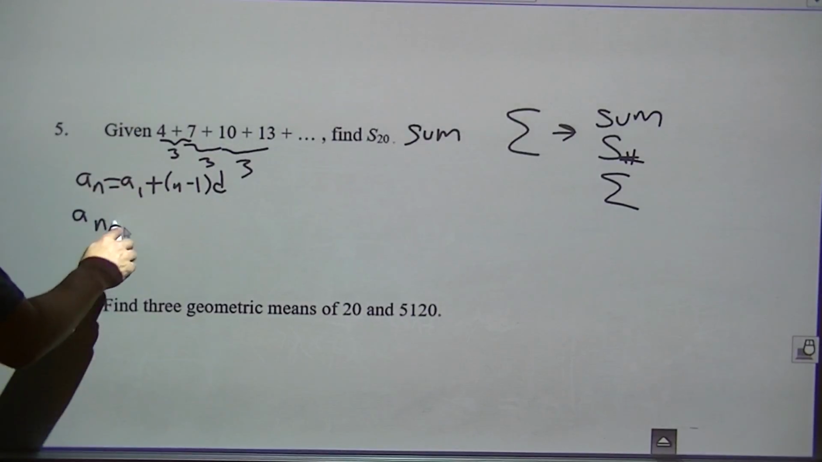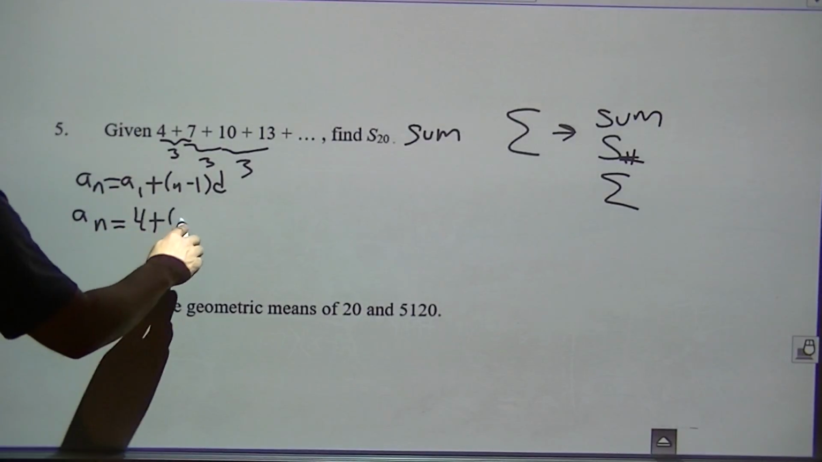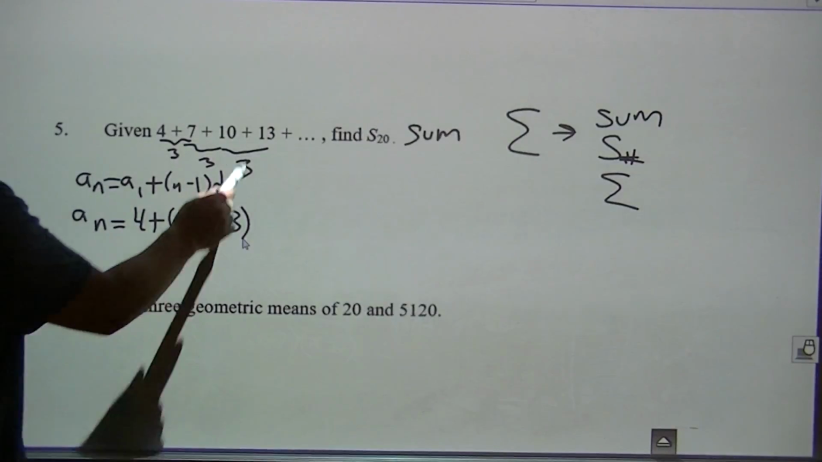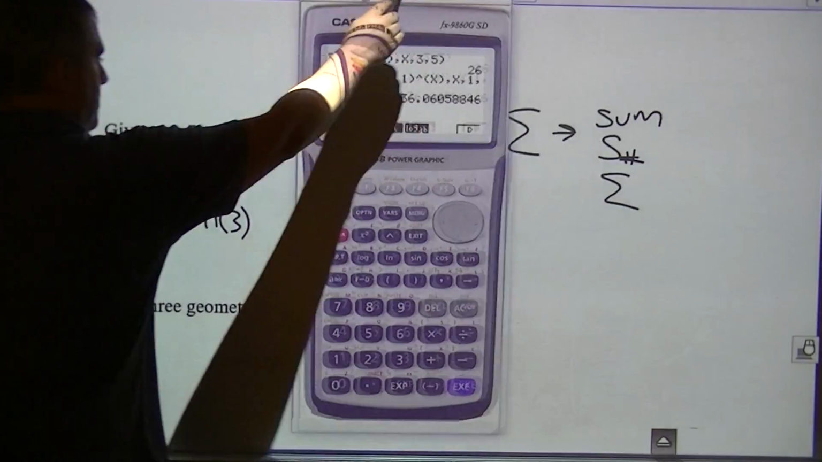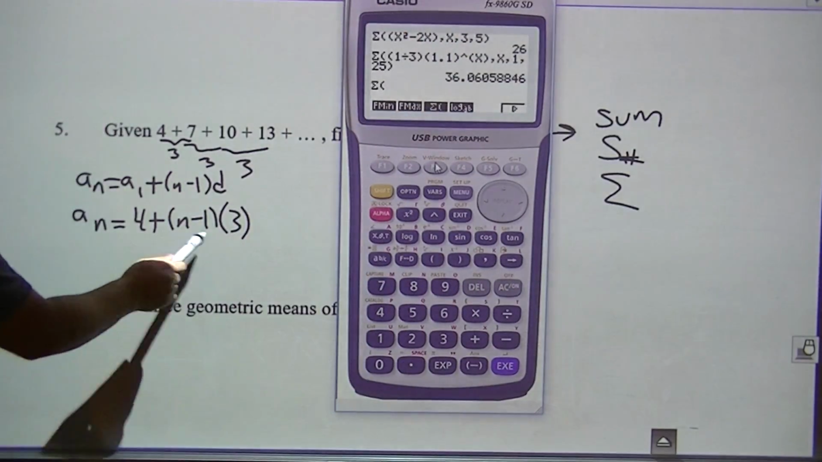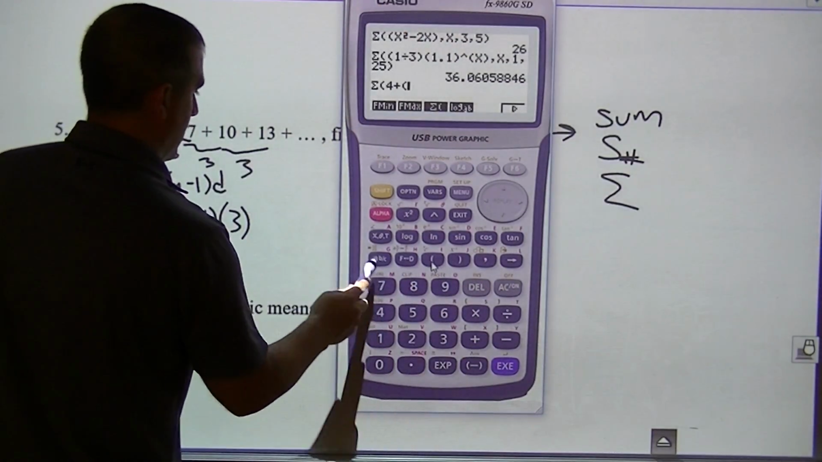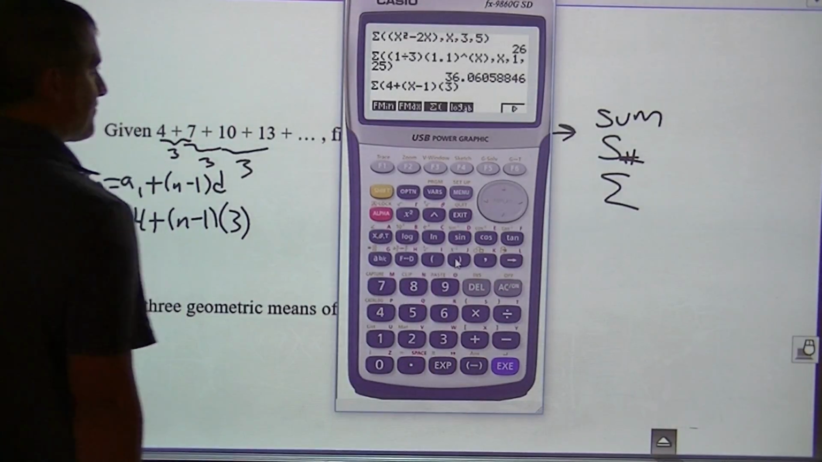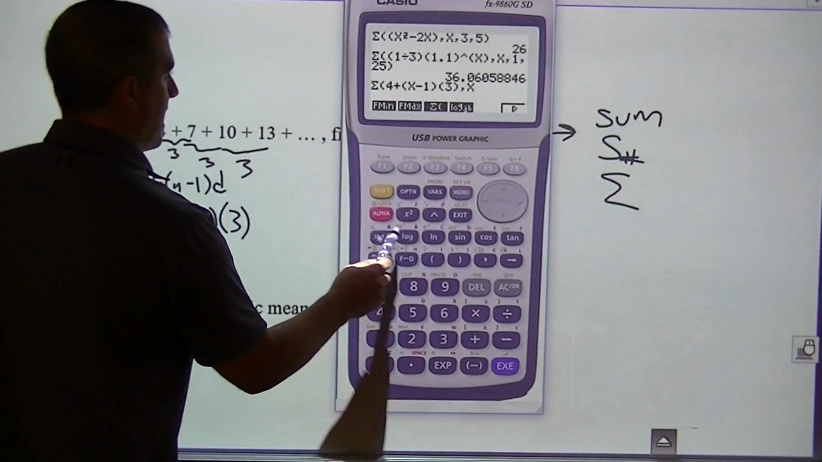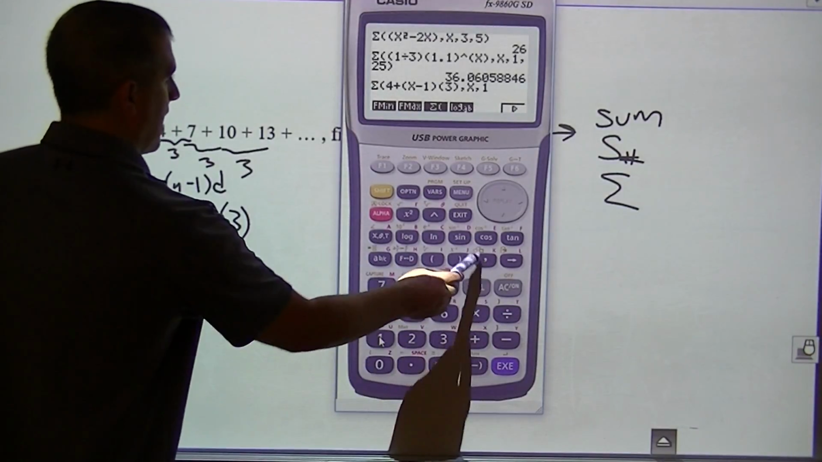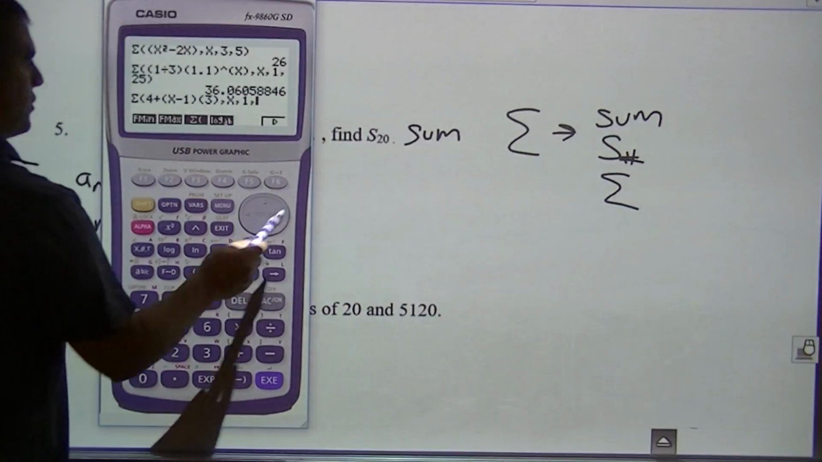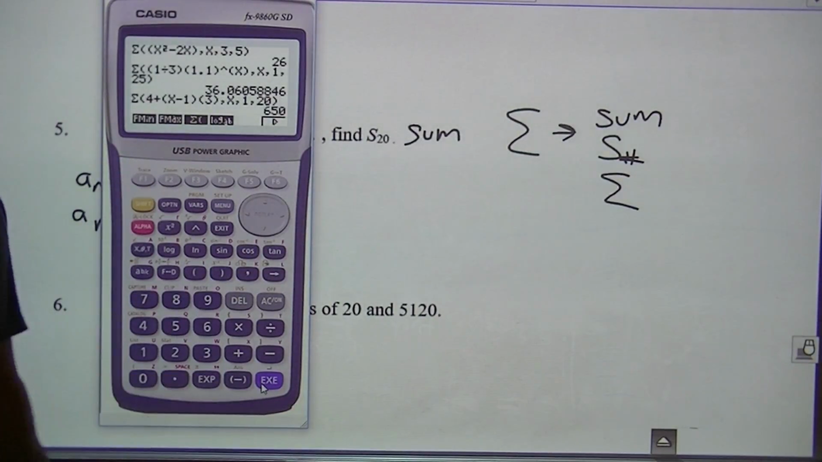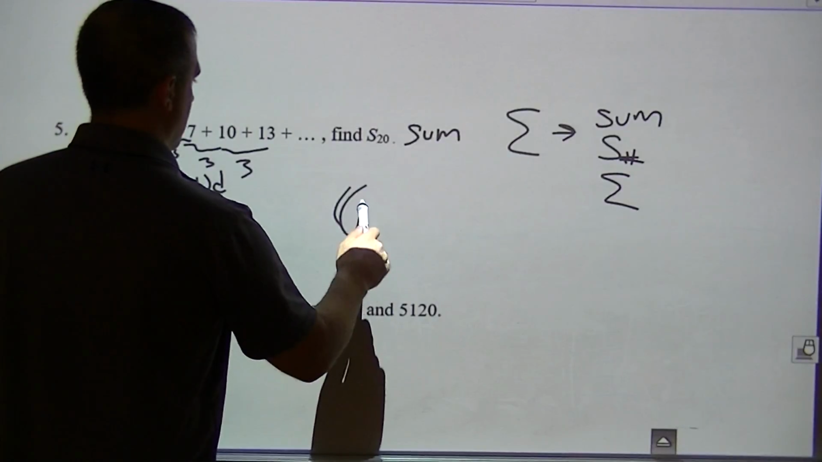So my first term is 4, and my difference is 3. Put parentheses around that difference. When I go into the calculator, the formula that I'm going to use is this one right here: 4 plus, parentheses, x minus 1, then a 3. Comma, x, comma, 1, comma. In this case, they want me to do 20. So my start number is 1 here, and I'm going to go to 20.